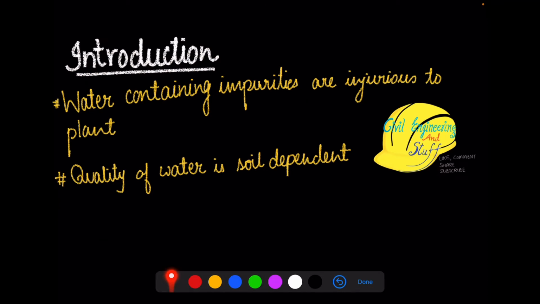We know that if the water used for irrigation purposes carries a higher amount of impurities, that will have a derogatory impact on the growth of the plant. That water will be injurious to the growth of the plant. And, on and all, the quality of the water is dependent upon the soil.